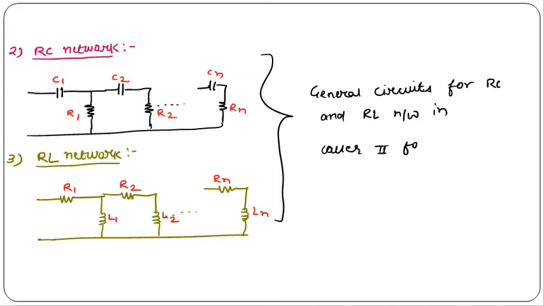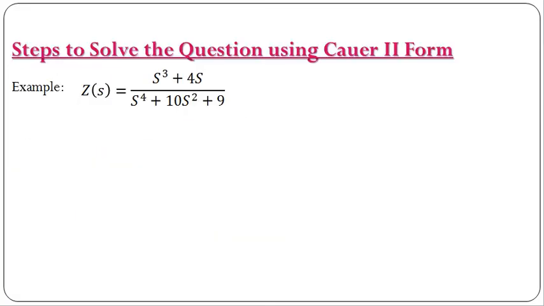Now let us see the steps to solve the question using the Cauer second form. Here I have taken an example. The impedance function is (s^3 + 4s)/(s^4 + 10s^2 + 9). I have taken the same question that I took in the Cauer first form, so that it will be easier for you to understand. Now we have to realize this function using the Cauer second form.